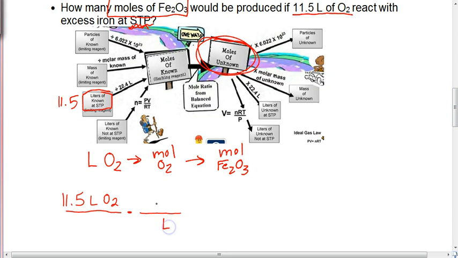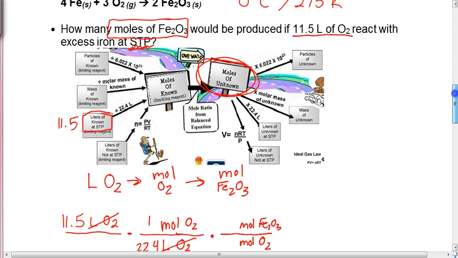Since we want liters to cancel, we'll put that on bottom, and we'll put moles of O2 on top. So 1 mole is 22.4 liters. Then liters of O2 will cancel with liters of O2, and our units are now moles of O2. And we want to go to moles of Fe2O3, so we'll put moles of O2 on bottom and moles of Fe2O3 on top.